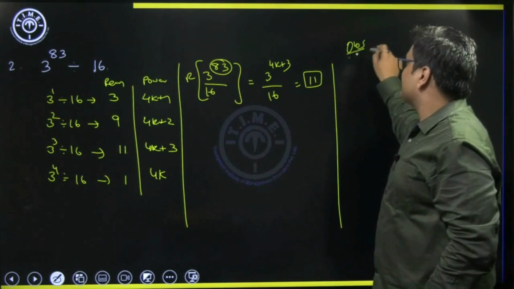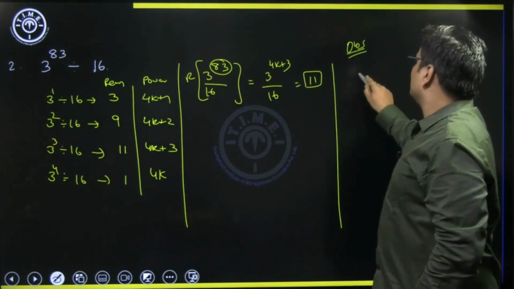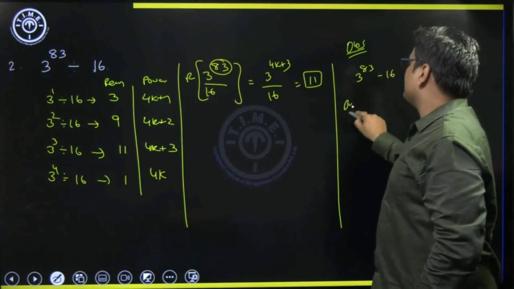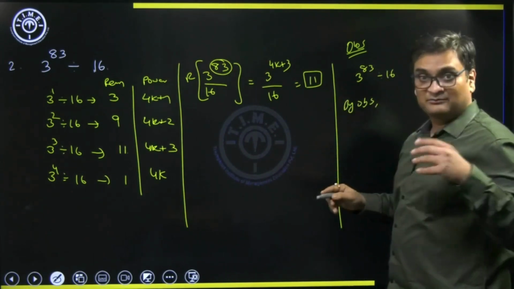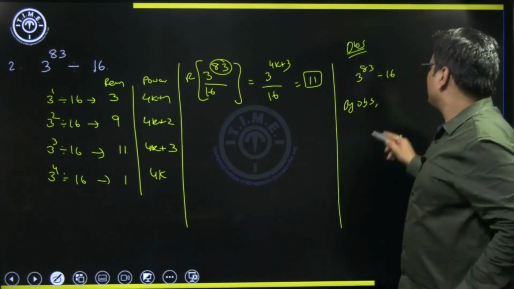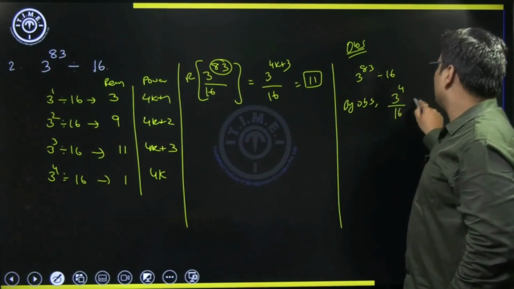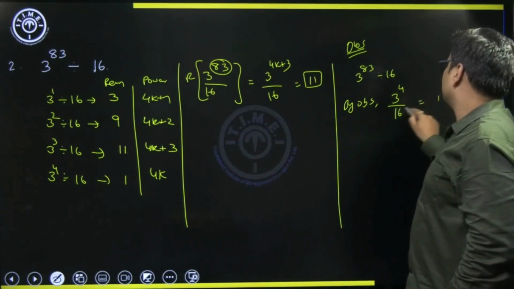Now, what do we mean by observation? Let me apply it here. So, 3 power 83. Can I say by observation? For this method you should be good with numbers, your grip over numbers should be good. By observation, one can note 3 power 4, 81, divided by 16, the remainder is 1.